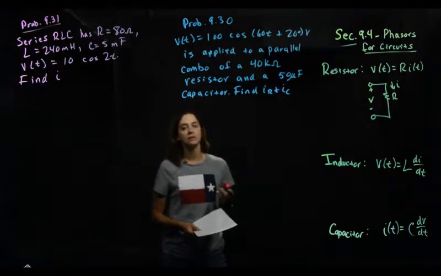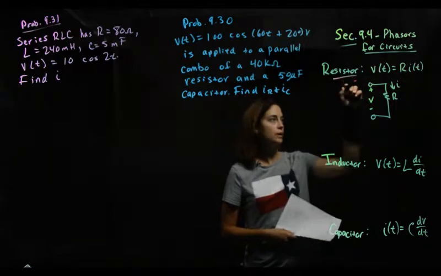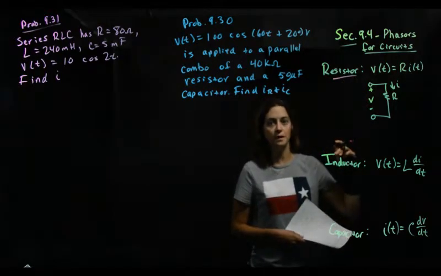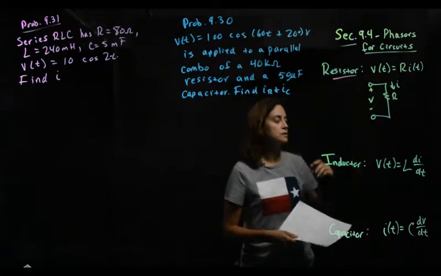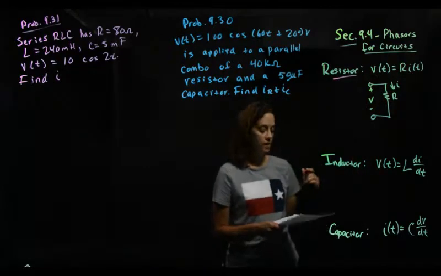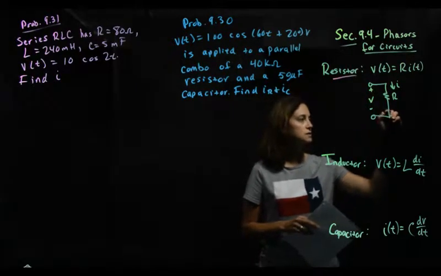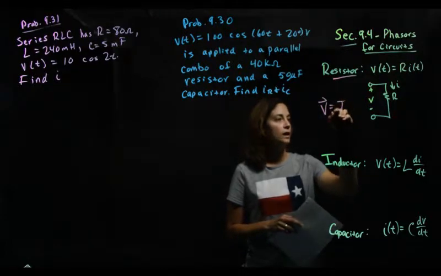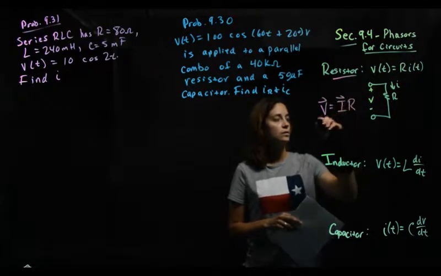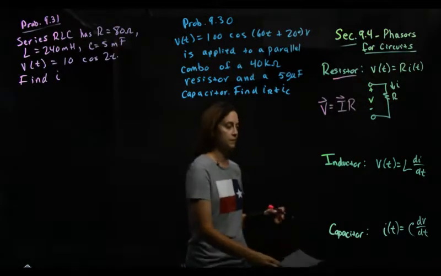Section 9.4 is on phasors for circuits. So let's look at a resistor. Good old Ohm's law, which we started with at the beginning of the semester, V equals IR. Here's the classic version of V equals IR that we're used to. If we want to write this in phasor notation, then it's just V equals IR, where V and I are phasors. That's all we have to do. It looks exactly the same.